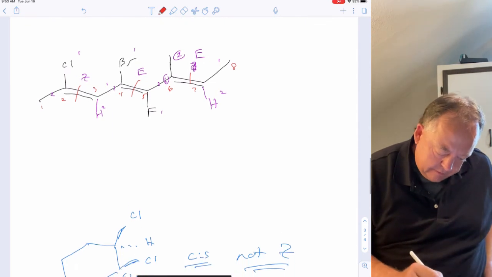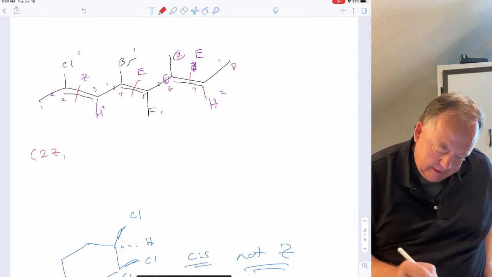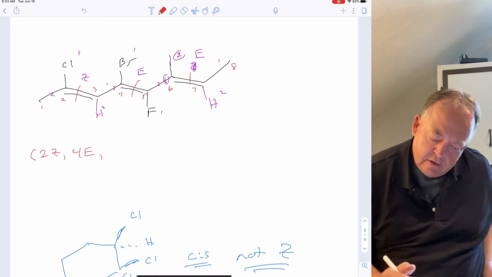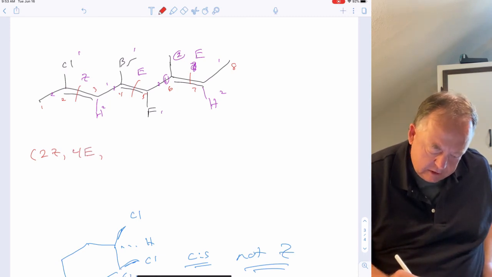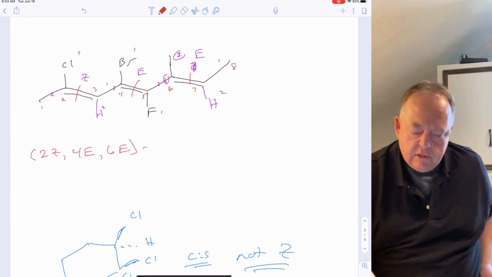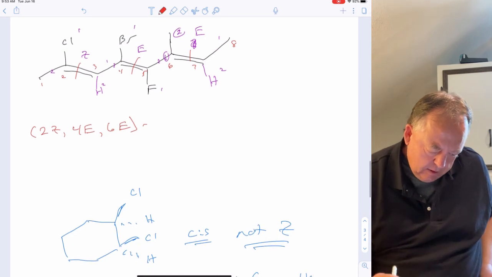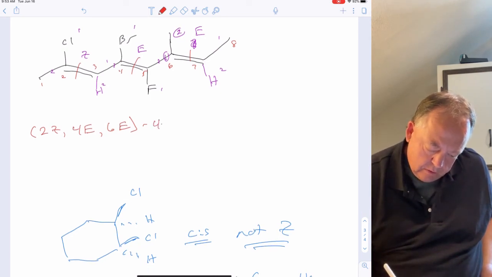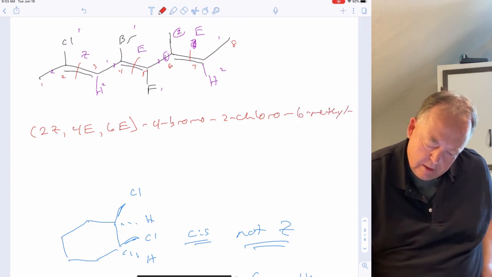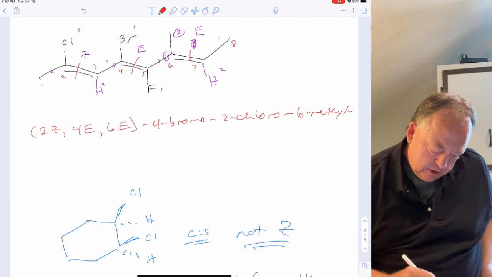Okay, so the stereochemistry. So carbon 2 is Z, carbon 4 is E, referring to that double bond, and carbon 6 is where the next double bond starts at, and that is E. So that will be the stereochemistries for the double bond. Okay, so then we have 4-bromo, 2-chloro, 6-methyl, and octa.